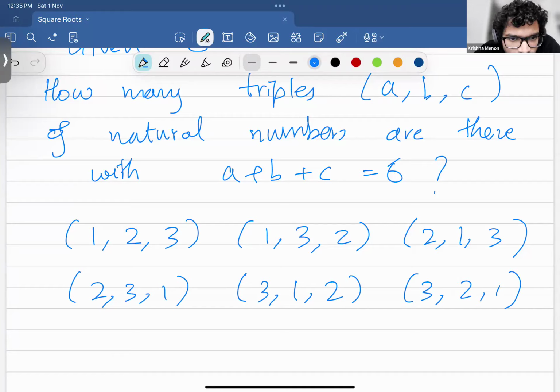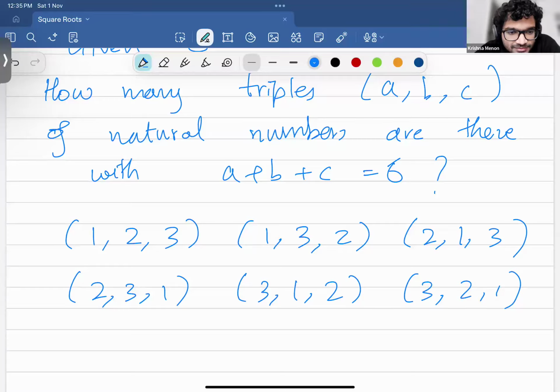So, Anand, can you? 10 number of triplets. I'm sorry, Anand. I think there is an echo, so it's hard to understand what you're saying. Okay, so let me ask someone else.